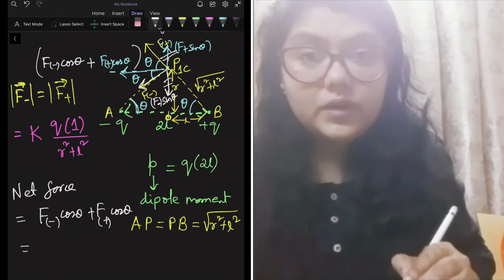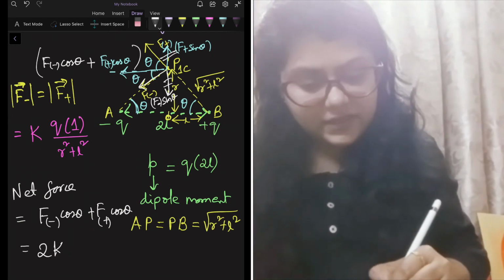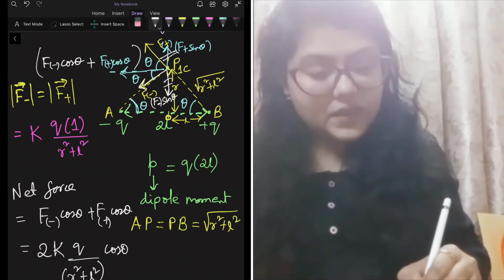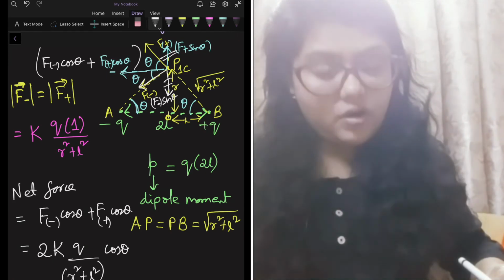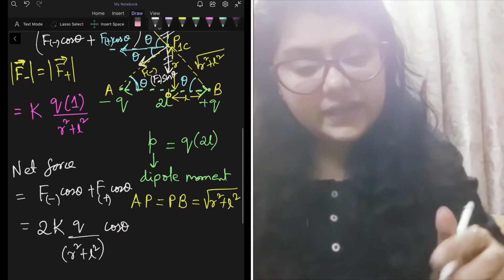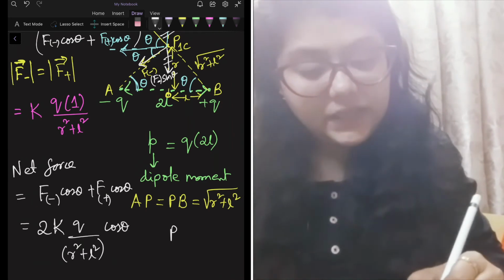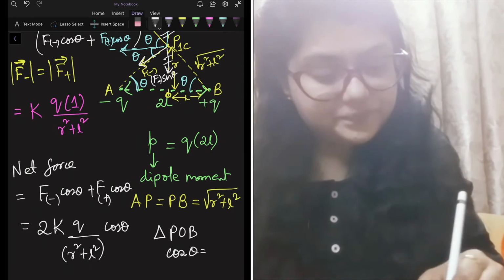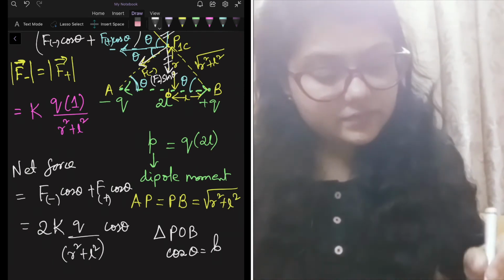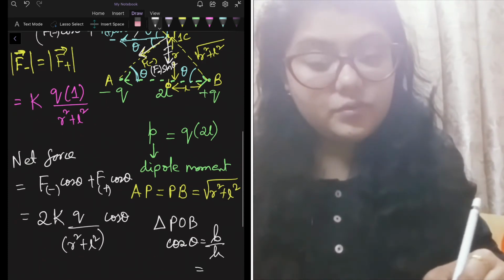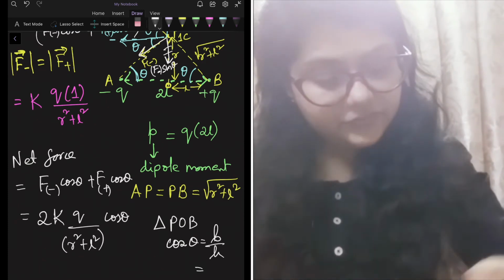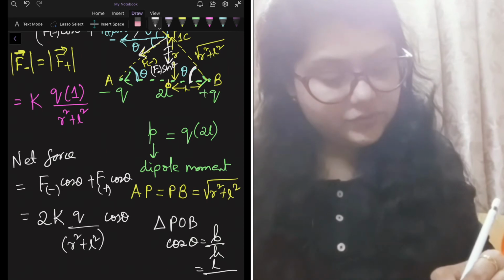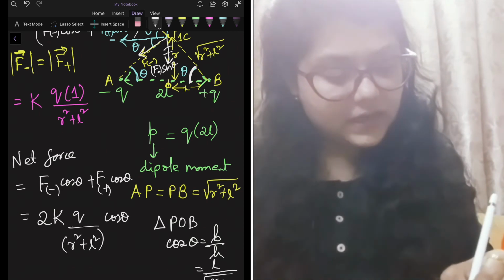Now since both are equal in magnitude, let me write it 2 times k q by r square plus l square cos theta. Now I have to find out the expression of cos theta. Now look at this triangle, this right angle triangle POB. In triangle POB, my cos theta will be base by hypotenuse. So what is my base over here? See here, if this angle is theta, what is my base? My base is L and my hypotenuse is root of r square plus l square.